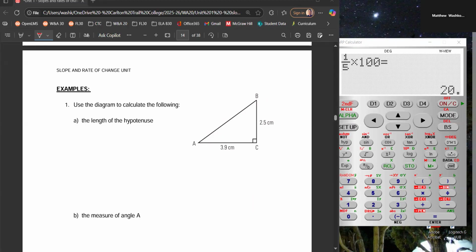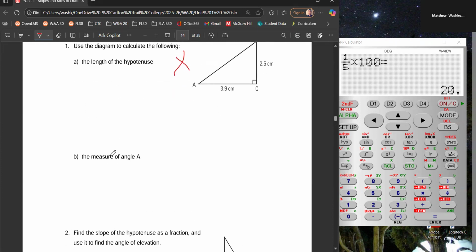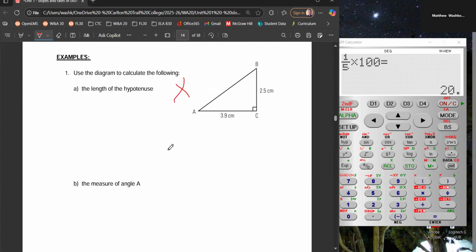All right, so let's do some examples here. We're skipping question 1. I do not care about Pythagoras, but I am going to try and find the measure of angle A. So angle A, it wants us to find this, right? Hey, is this 10 degrees, 20 degrees, whatever it is? That's what it wants us to find.